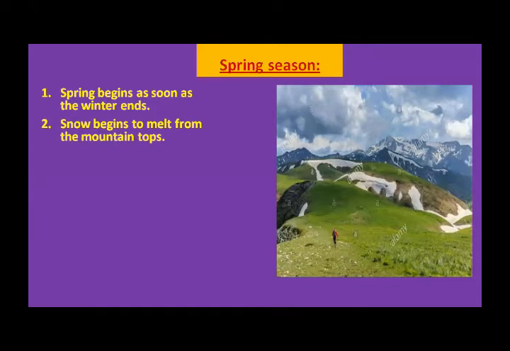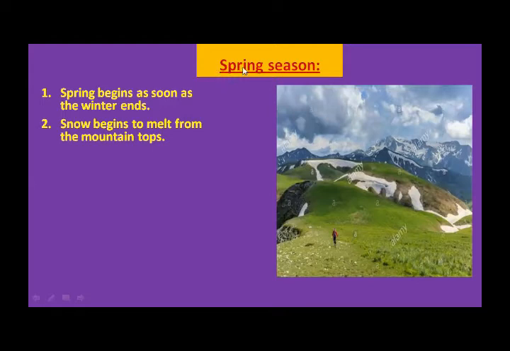So the first one is the spring season. Spring is a very beautiful season. Why? I will tell you. Spring begins as soon as the winter ends. I have told you that seasons occur in a continuous cycle from spring, summer, autumn, and winter. Then again, spring, because this is a continuous cycle. Winter is the last season. So what will happen after winter? Yes, spring. Spring is the next season after winter.